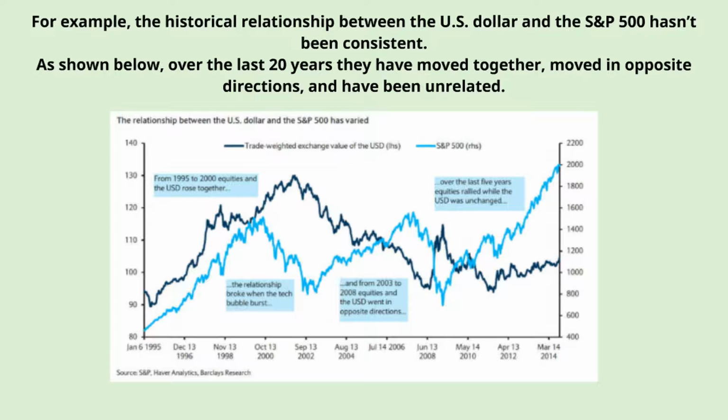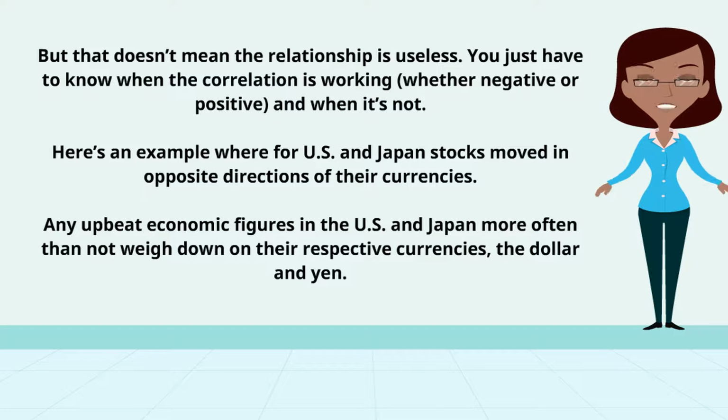For example, the historical relationship between the US dollar and the S&P 500 hasn't been consistent. As shown below, over the last 20 years they have moved together, moved in opposite directions, and have been unrelated. Relationship between USD and S&P 500. But that doesn't mean the relationship is useless. You just have to know when the correlation is working, whether negative or positive, and when it's not.